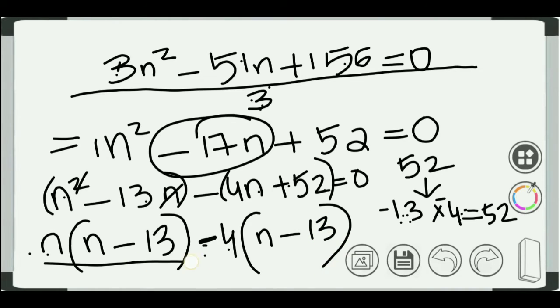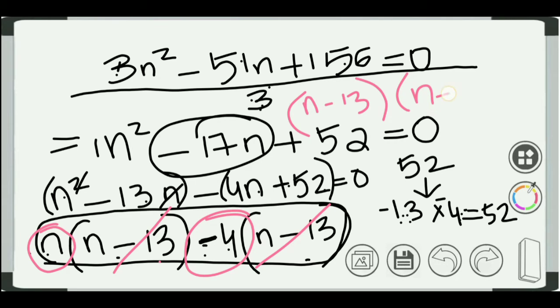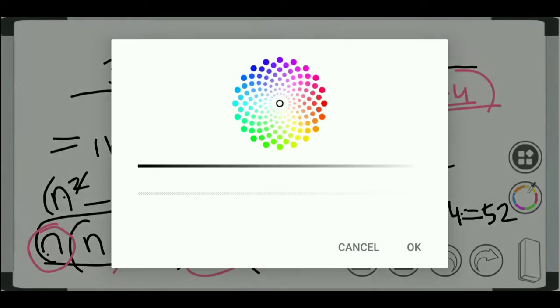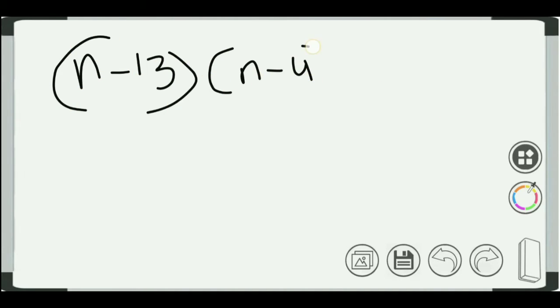Now you can see again common terms are there. What? n minus 13, n minus 13. So I can take n minus 13 outside. If I take n minus 13 outside, what is remaining there? n minus 4. So these are your two factors, n minus 4 and n minus 13. Now equal to 0. So if you need to get the value of n, you need to equate each of the factors to 0.